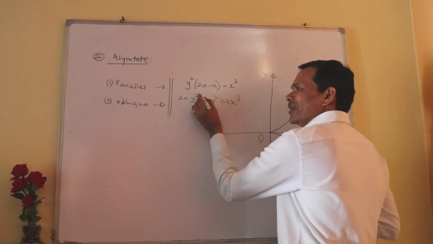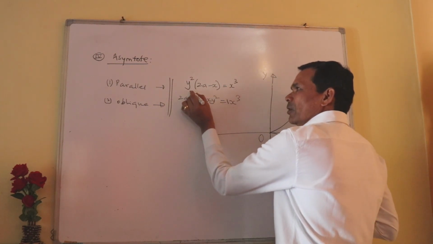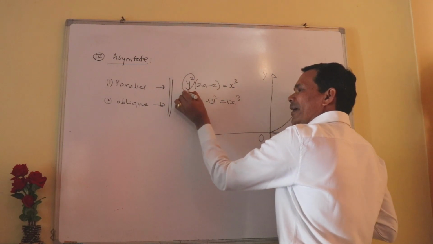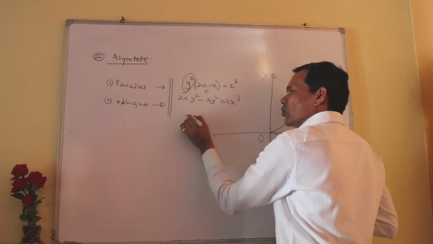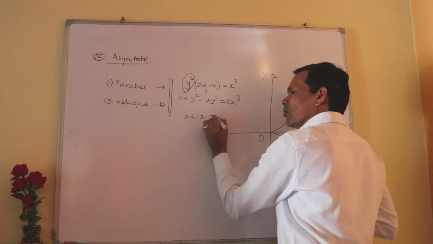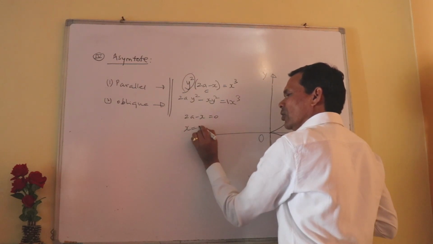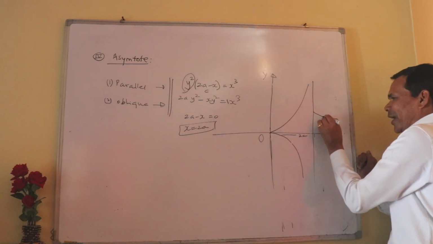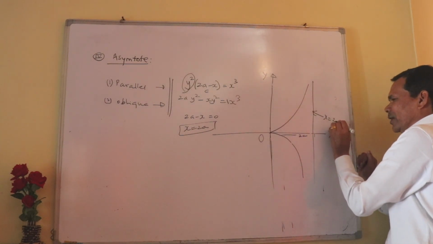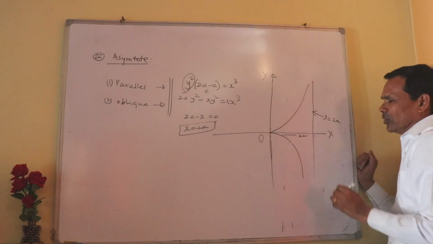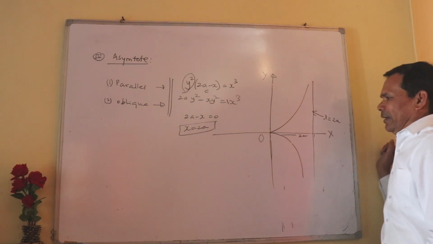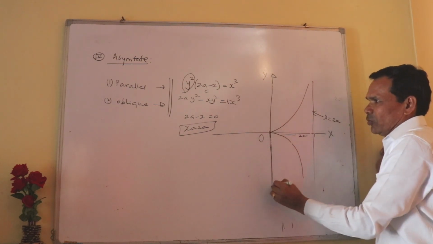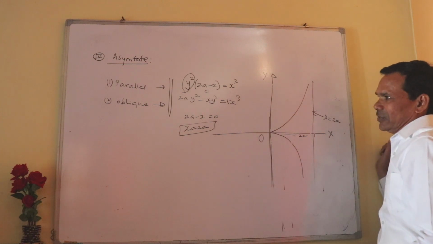Now the coefficient of the highest degree term in y is 2a minus x. Equating it to 0, x is equal to 2a. This line, x equal to 2a, is the asymptote parallel to the y-axis.